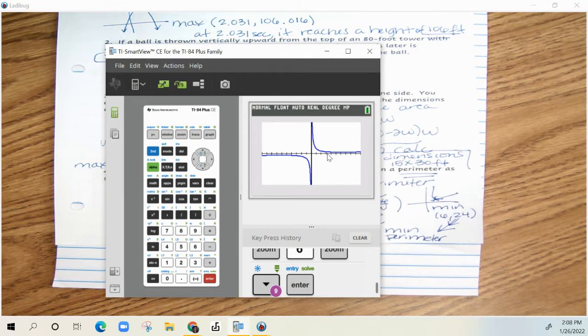But if you use this window, you can't really determine where the lowest point in this curve is. And so you really want to make sure that you change your window so that you can focus in on the curve in the first quadrant and you're really able to find that lowest point. This would be really tough to find the lowest point with this window for that equation.